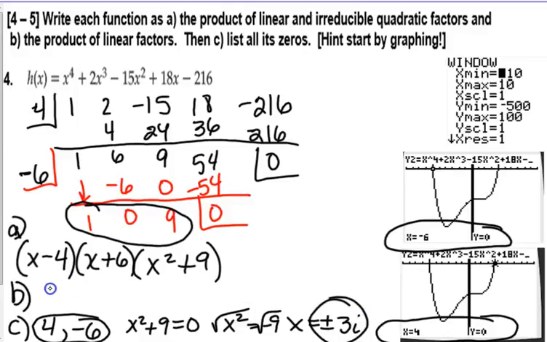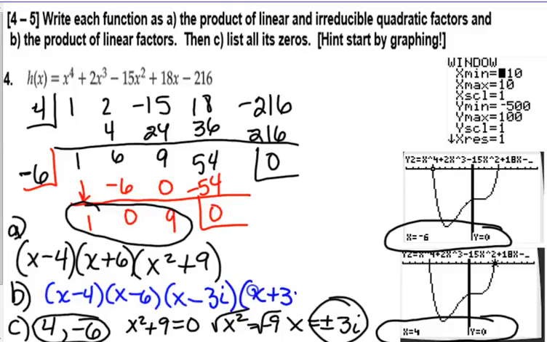So the linear factors would be x minus 4, x minus 6, and then x minus what? Yep. x minus 3i and x plus 3i. Is it? Thank you, this is plus 6. Yep, thank you. All right, so these are the linear factors.